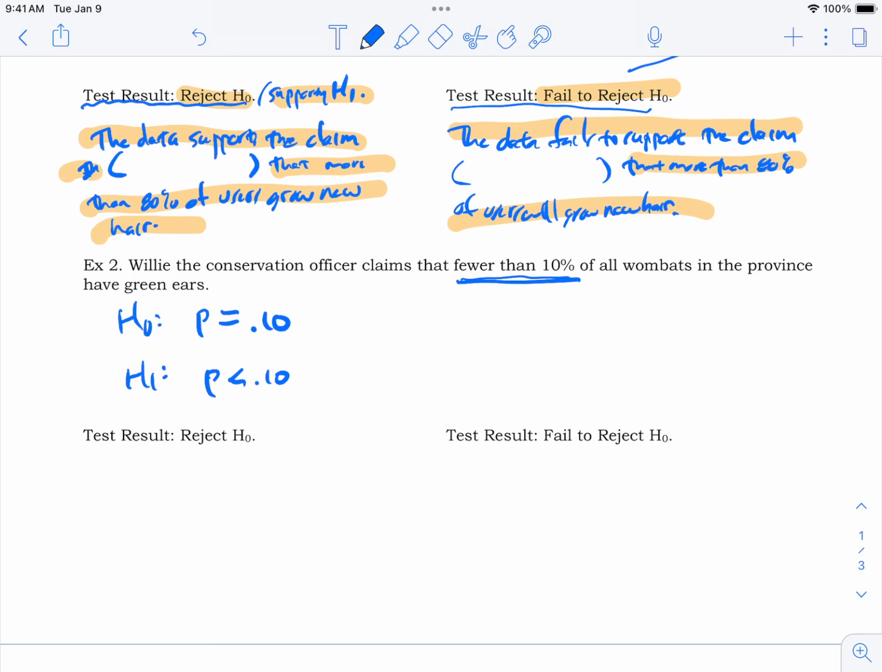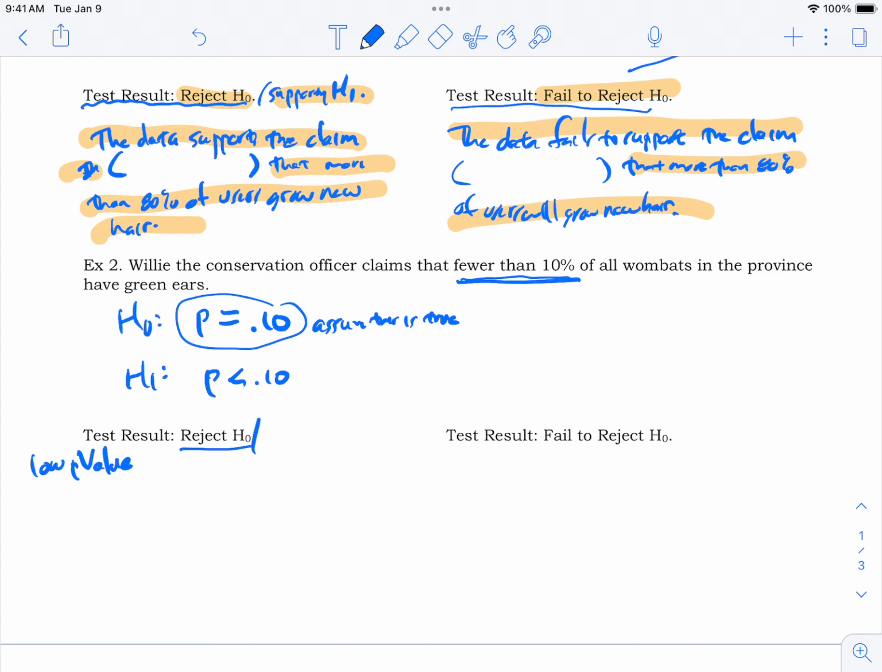So let's say we get a low p-value. We do the test, of course, and we go get a bunch of wombats and we see what percentage of them have green ears and so on. And maybe we get, under the assumption that it's 10%, maybe you only get 1% in your sample. Well, that would be a low p-value, because if it's 10%, you would expect something like 10% of your sample to have green ears. So if it's only like 1% in your sample has green ears, well, you're going to reject the H0. You're going to say, I don't think so, it's a low p-value.